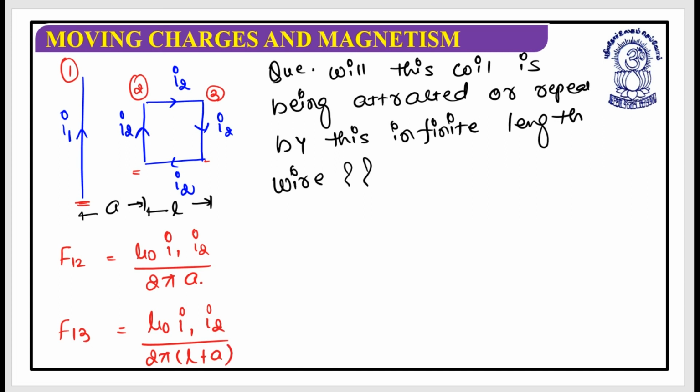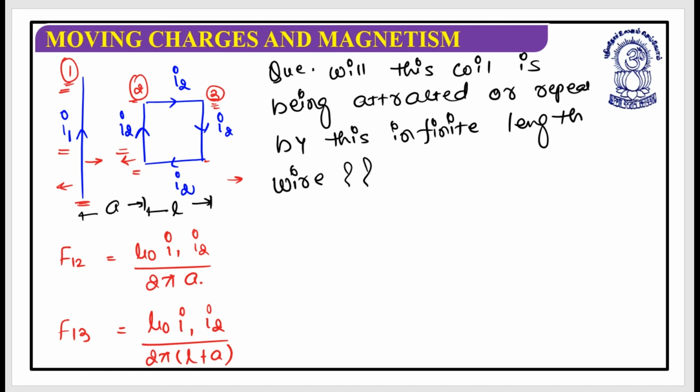Now what I need you to understand is that the currents I1 and I2 in the first wire and second wire are in the same direction. So if they are in the same direction, they are going to attract each other. But the force between the first and the third is such that they are going to repel each other. So the first and second wires attract each other, and the first and third wires repel each other. This is first and this is third. So will it effectively attract or will it effectively repel?